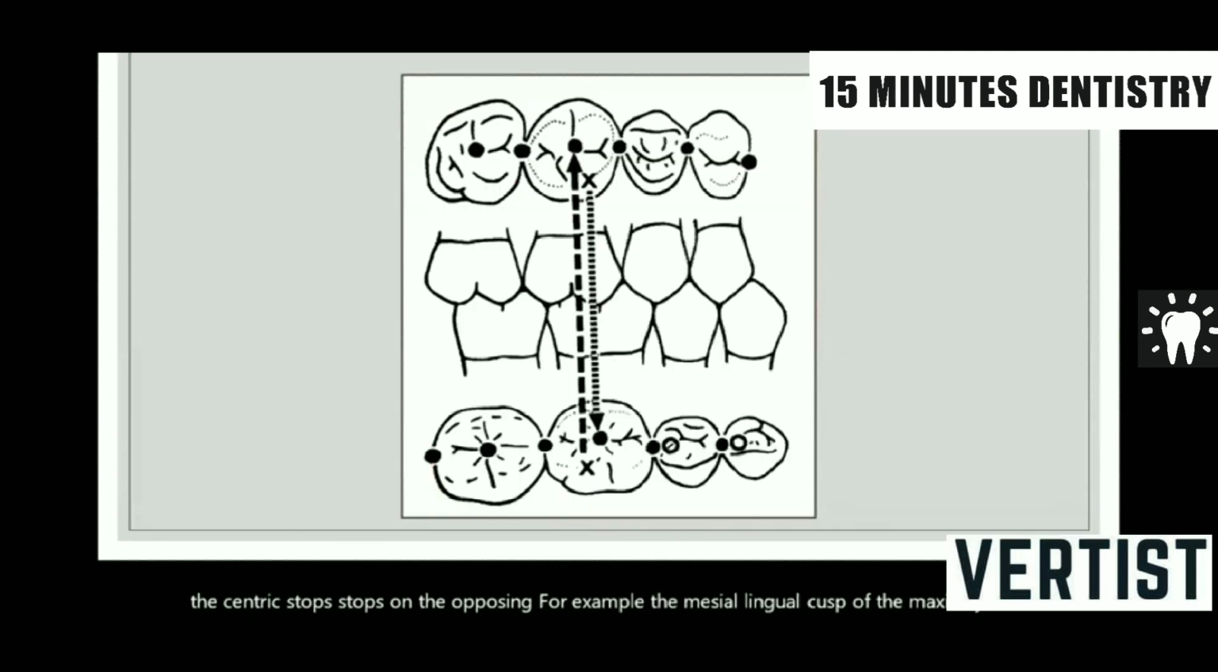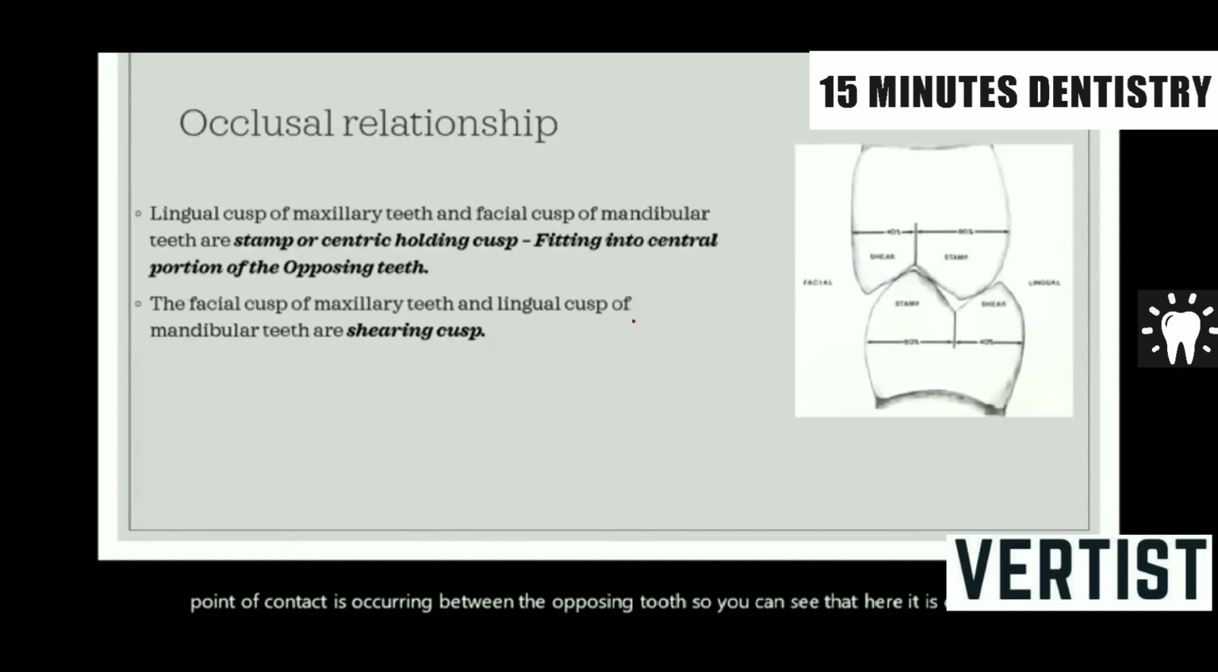These black spots are what we call the centric stops. This is where the maximum point of contact is occurring between the opposing teeth. You can see that here it is occluding directly into the fossa. Here it is occluding on the marginal regions. So in this way there are around 138 different stops.